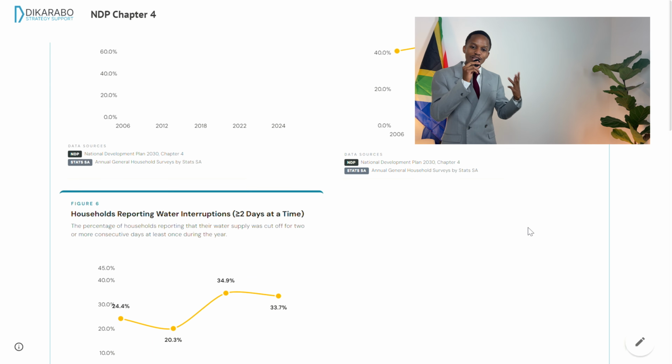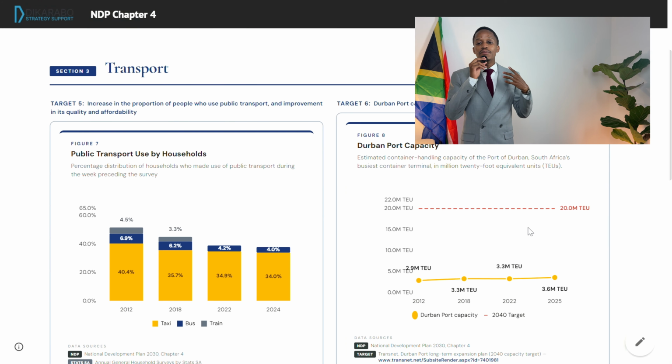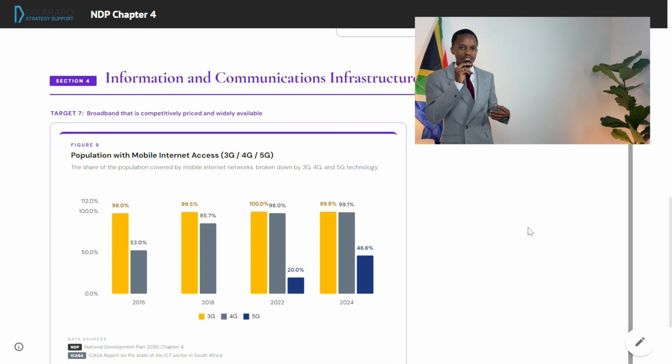So those 4 sections, the first one would be energy sector related targets and progress towards those. Number 2 would be water resources and services. Number 3 would be transport. And number 4 is information and communications infrastructure.